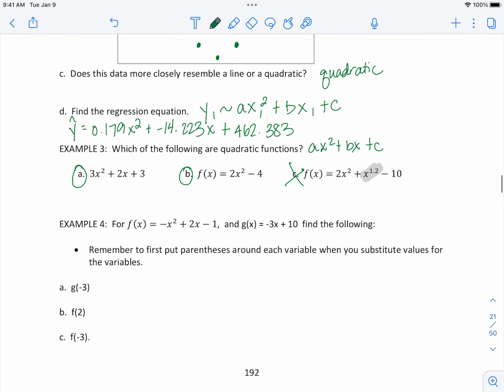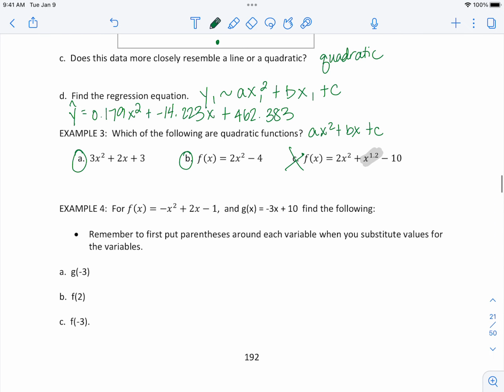Okay, our last example says for f of x equals negative x squared plus 2x minus 1 and g of x equals negative 3x plus 10, find the following. Remember to first put parentheses around each variable when you substitute values for the variables. So first we have g of negative 3. So if I plug this in, this is going to give us negative 3 times negative 3 plus 10. Well, negative 3 times negative 3 is 9, plus 10 is 19.